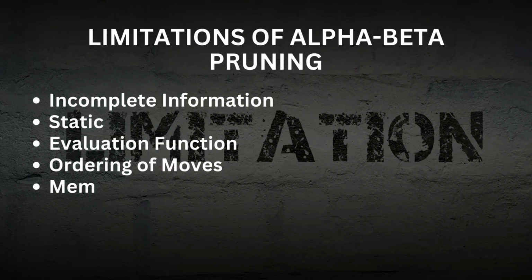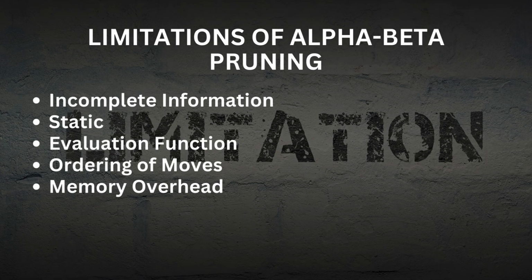Fifth, memory overhead. While it is more memory efficient than storing the entire game tree, alpha beta pruning still requires maintaining alpha and beta values for each node, which can become significant in deep searches.